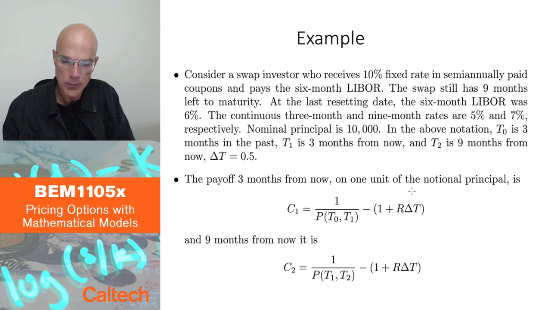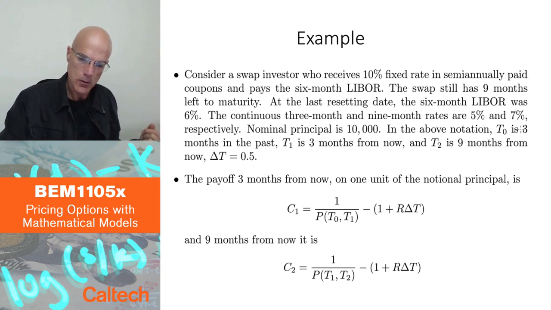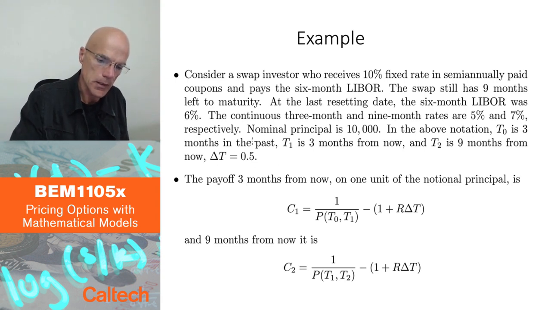If you want to use the notation from the previous 2 slides, T0 already happened. T0 was 3 months in the past. T1 is going to be the next payment, which is 6 months from the beginning, which is 3 months from now. And then finally T2, which is also the final payment, is 9 months from now. And delta T, we are measuring things in years, so it's going to be 0.5.